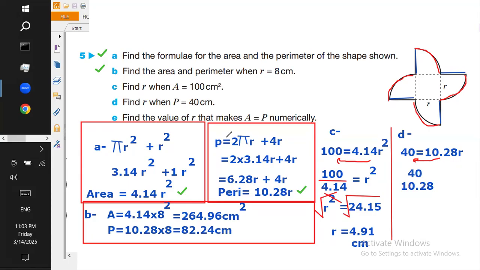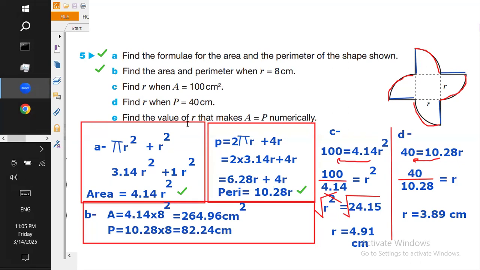Focus on the steps of each question, okay? This question is very important and you need to follow the steps in a delicate way, okay? Equals R. This one you don't have to square root because it's already R. So R will equal 40 divided by 10.28. This gives me 3.89. You can round it to 3.9 and it's in centimeters. And that's the idea of this question. I hope you understood it. Yes, that's it for question D. Now let's move on to question E.